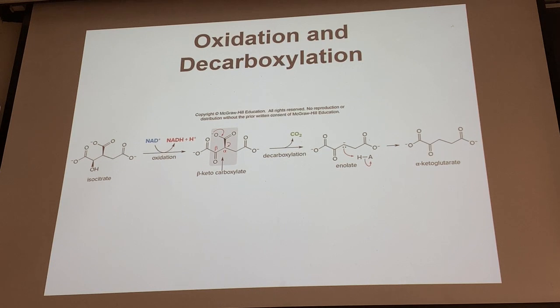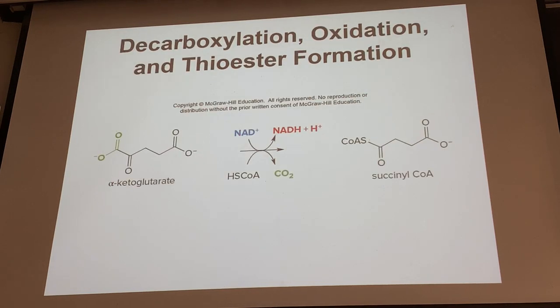So that's how we lose one CO2 molecule, produce one CO2 molecule, and we've produced an NADH in the process because there was an oxidation that occurred, okay? Any questions? So once we have the alpha ketoglutarate, the next process involves decarboxylation and oxidation.